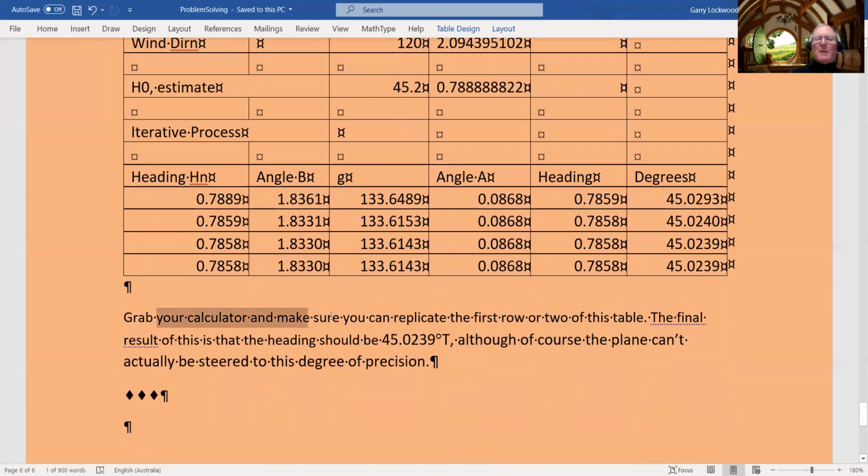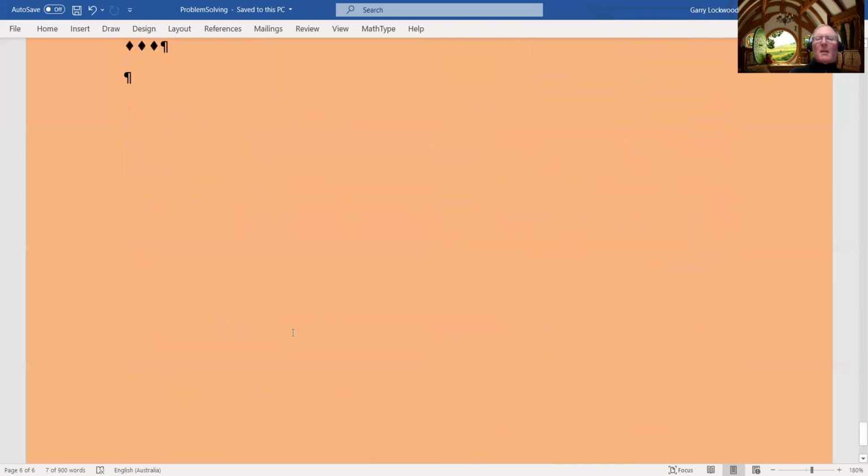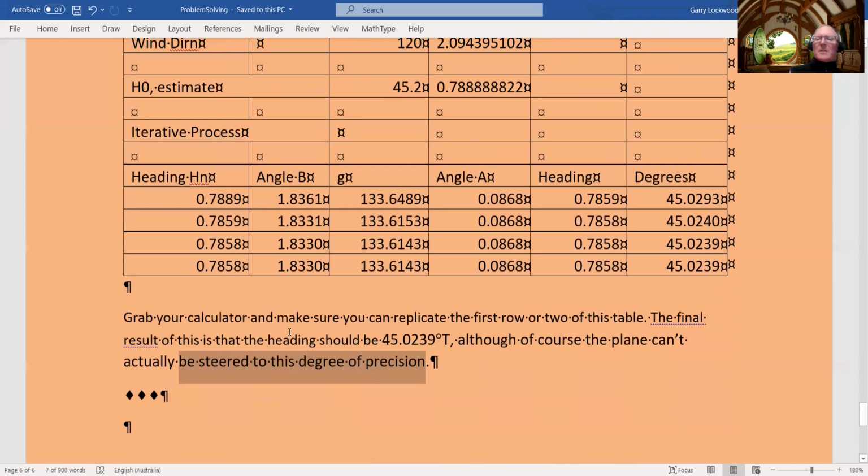But you should grab your calculator, make sure you can replicate the first row or 2 of these. And so eventually we get that the heading that we want to fly is 45.0239 degrees. Naturally, you cannot possibly steer the plane to this degree of precision. Okay. All right, I hope that that has been helpful to you.